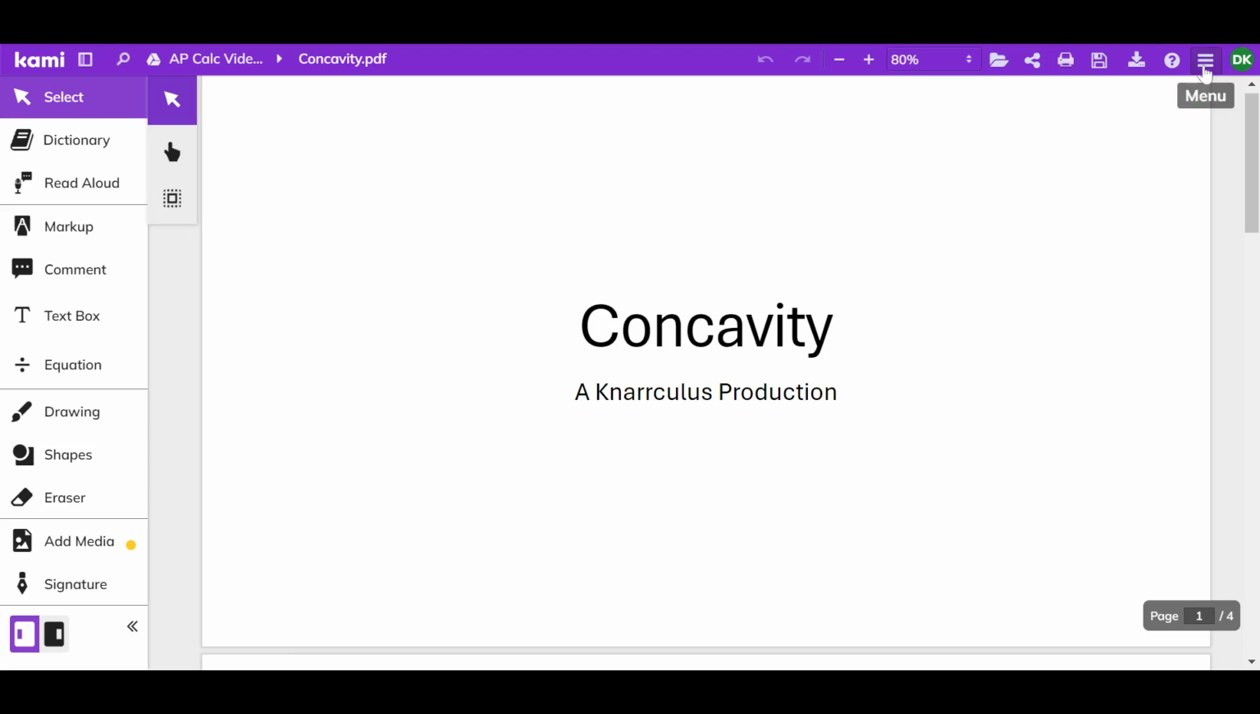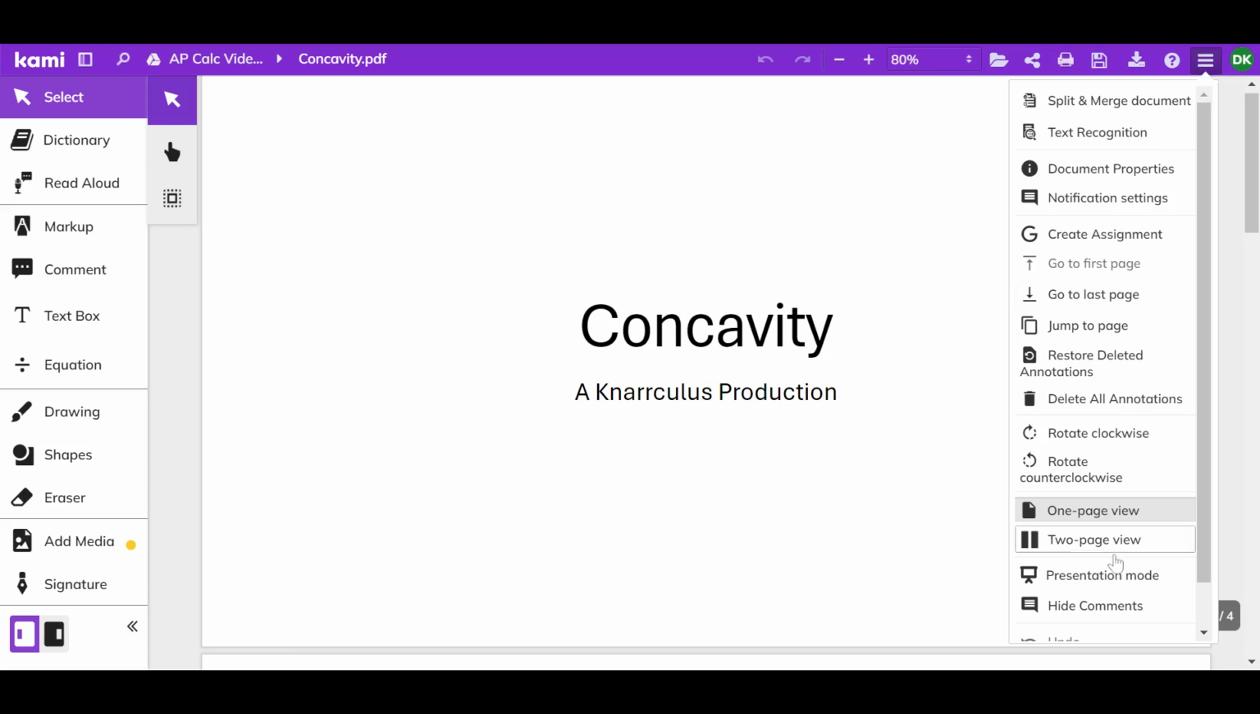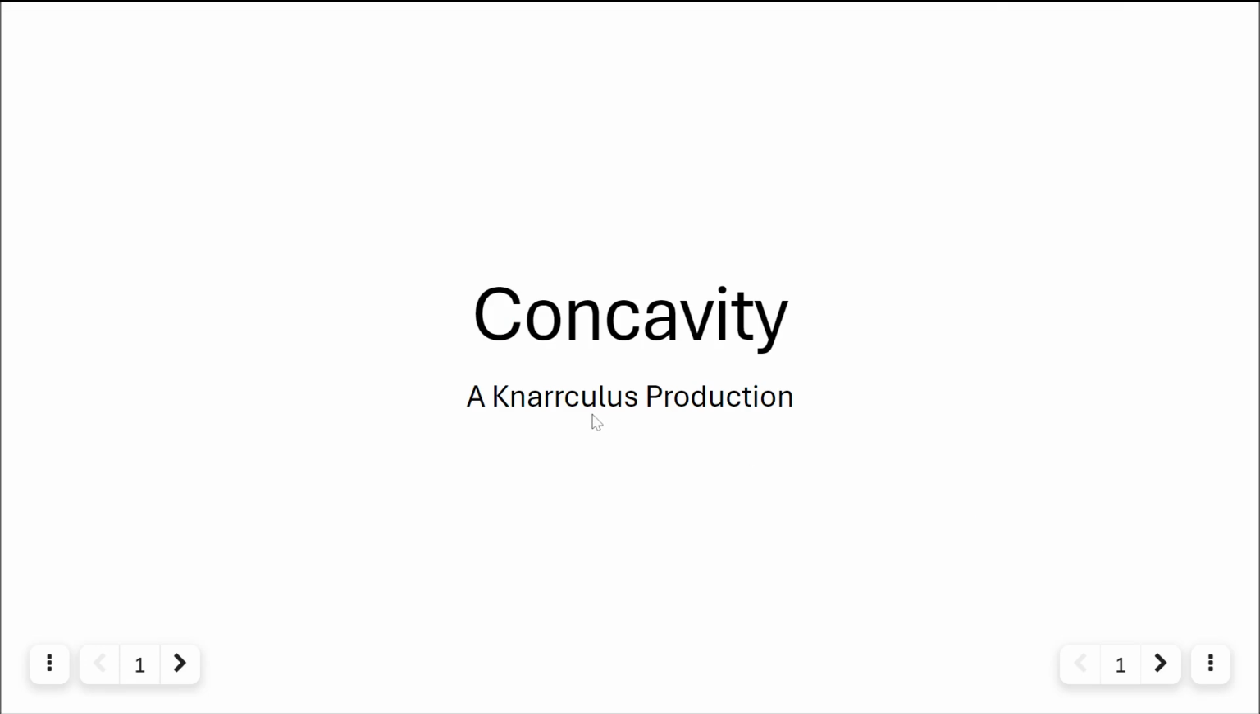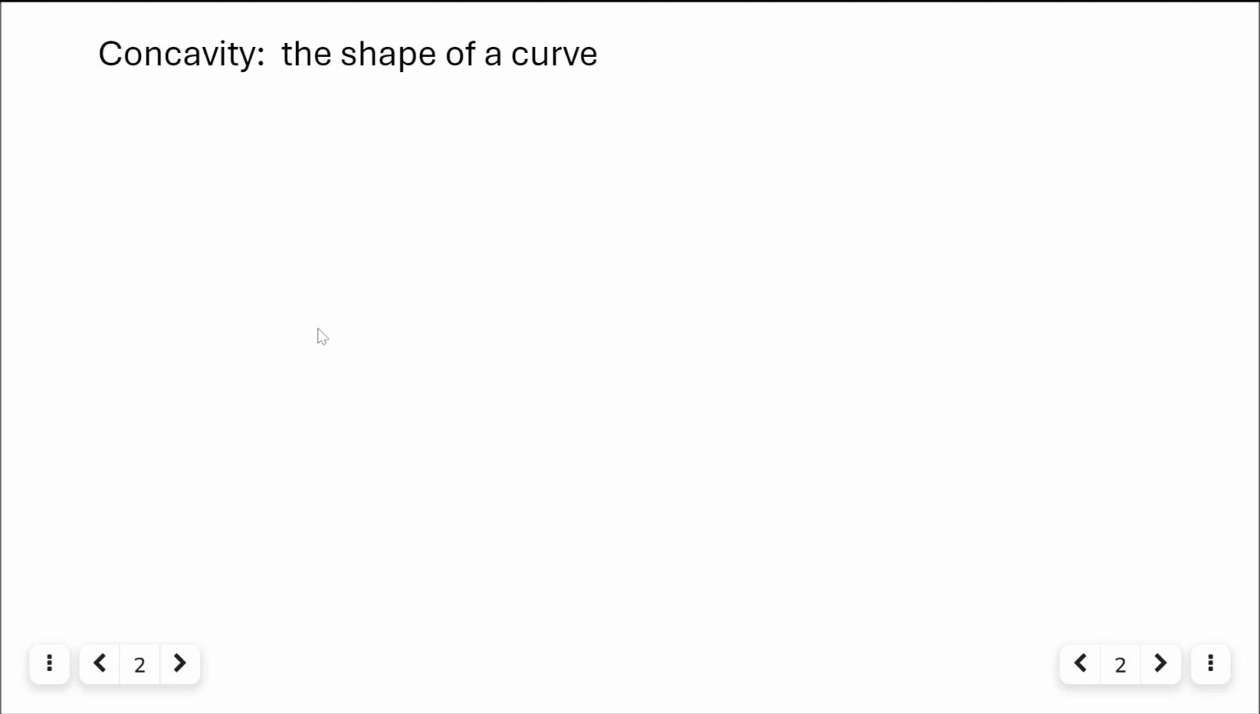Today we're going to be talking about concavity. Concavity is the way that we describe mathematically the shape of a curve. We're going to explain what concavity is, what shape a curve can have, and then how you actually go ahead and algebraically calculate the concavity using a function. So it's actually something that you should be very familiar with.